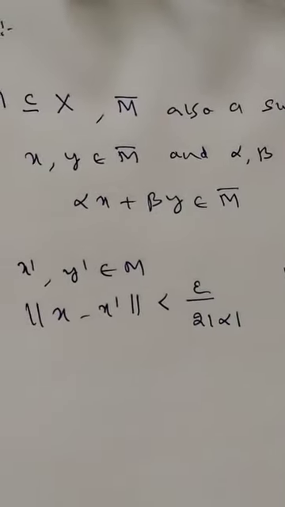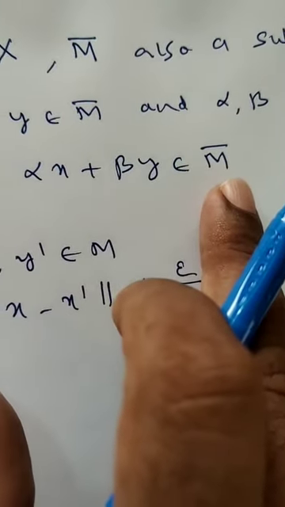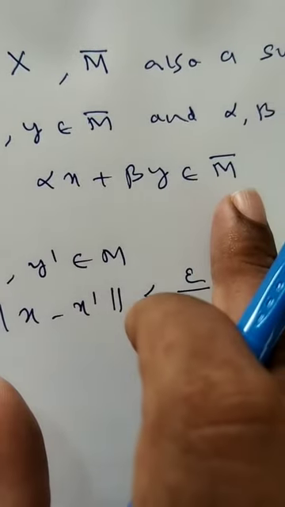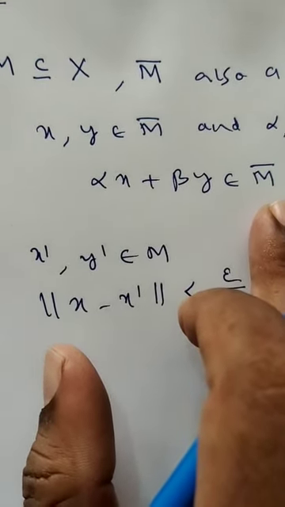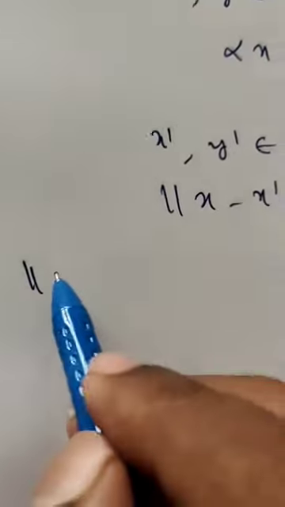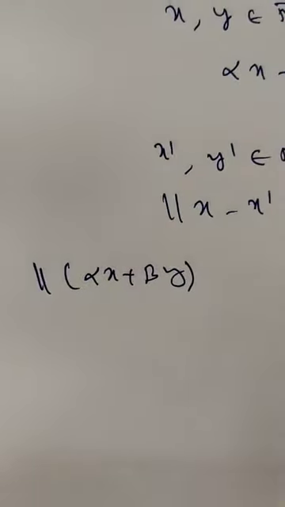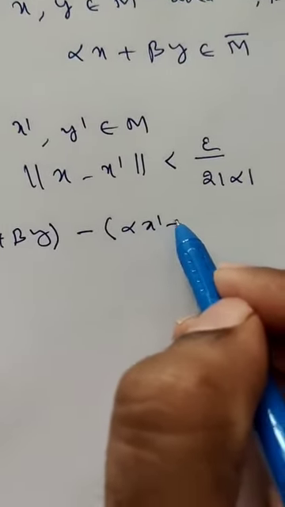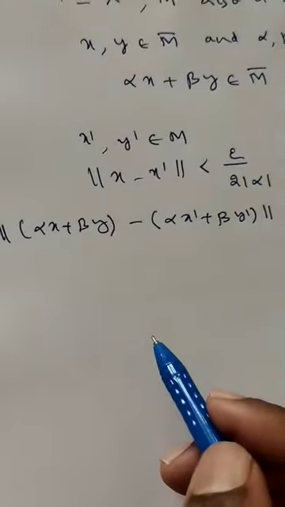Okay, so now, to have the element alpha X plus beta Y to be in M bar, what is the condition? The distance between this element and an element in M must be less than a small number, which is usually taken to be epsilon. So consider the distance. Now, norm of alpha X plus beta Y, the element of M bar, and you consider the element in M, say this is alpha X dash plus beta Y dash. This is the element in M. You consider the distance between these two.